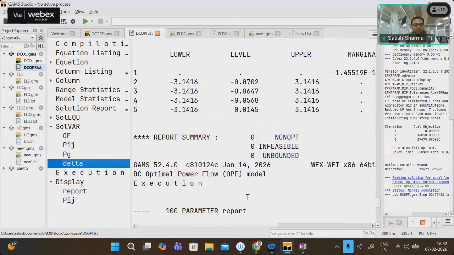I will share this code with you, and it is also available online. Simply type DCOPF code GAMS, and you will get it. It is a very fundamental code with a small number of variables, so we are able to solve it with the demo version of GAMS. If the number of constraints increases, it is very difficult to solve with a free demo version. If you have any doubts, you can ask me.